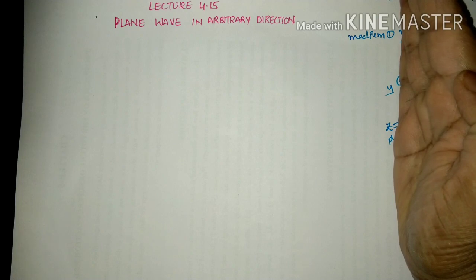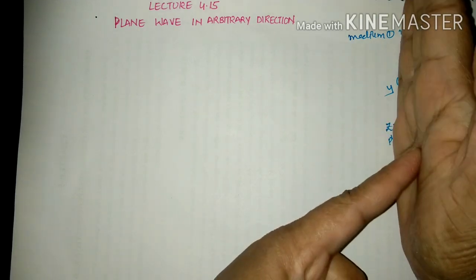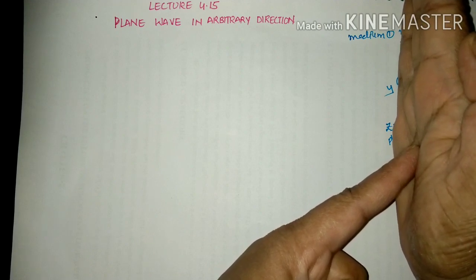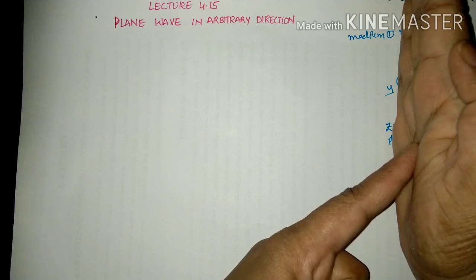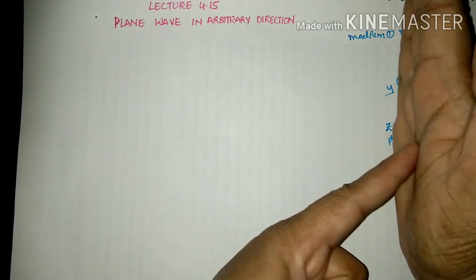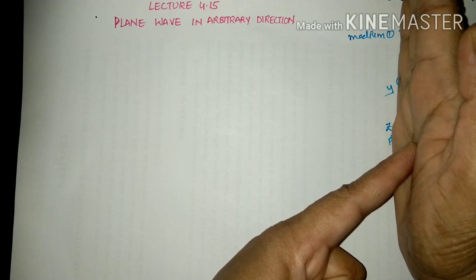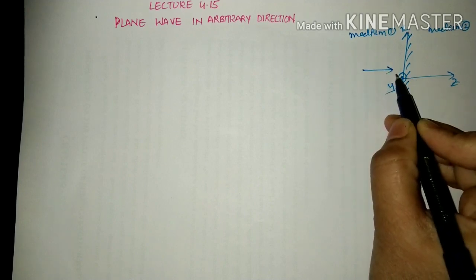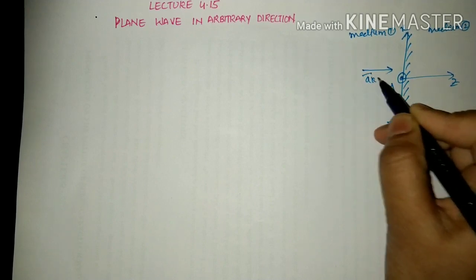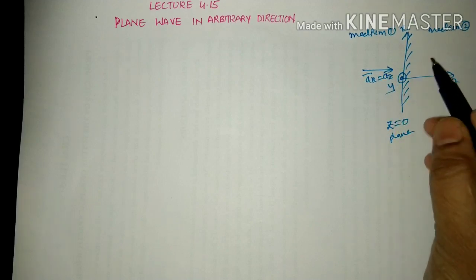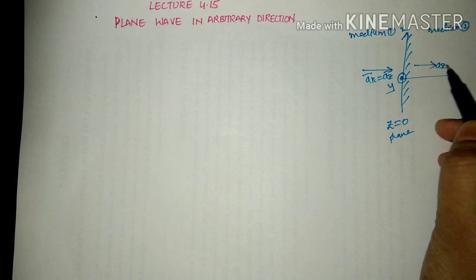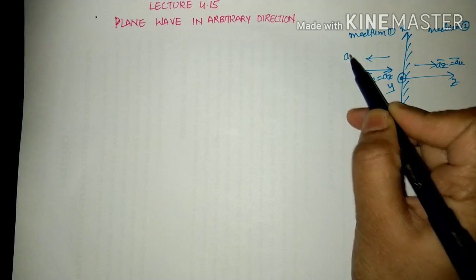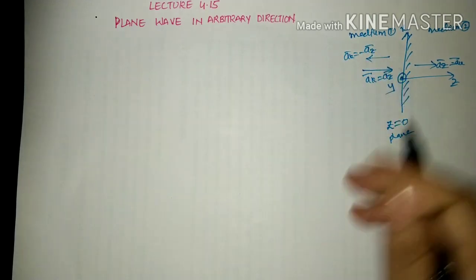Then only it will be incident on the xy plane normally. But now the case is different. For oblique incidence, the wave must be incident at some angle to the interface separating the two media, which means the wave is not traveling along the z direction now. It is traveling in some arbitrary direction and hitting the interface at some angle. For the normal incidence case, the incident wave is traveling along the z direction, meaning the direction of the wave a_k bar is equal to a_z bar. The transmitted wave is also traveling along the z direction, whereas the reflected wave is traveling along the negative z direction, meaning a_k bar is equal to minus a_z bar.